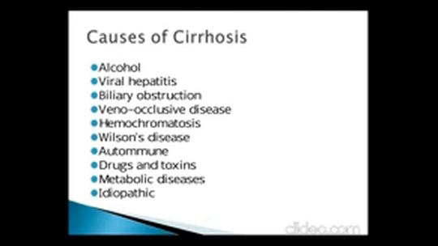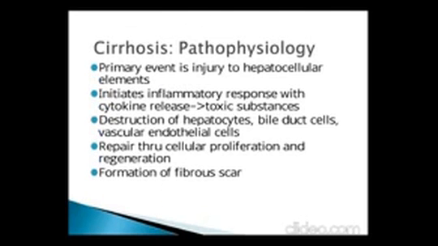Now coming to pathophysiology of cirrhosis. The primary event is injury. Okay? Always remember this. The injury to the hepatocellular elements. So it initiates inflammatory response. What happens basically? Immediate release of cytokines. The toxic substances. See, any inflammation in any other body, there is release of chemokines, cytokines, interleukins, all this. That's the reason you get fever in any infection, any inflammation.